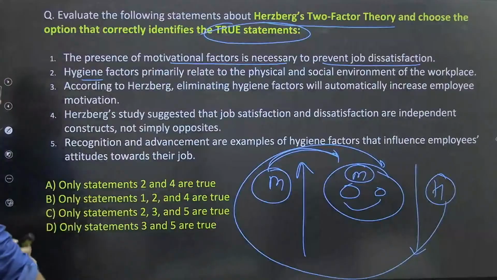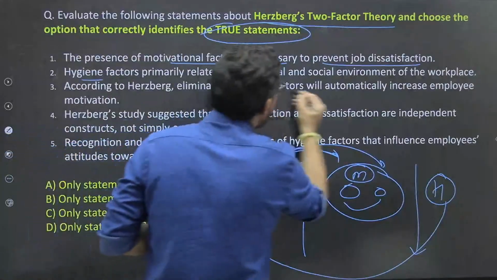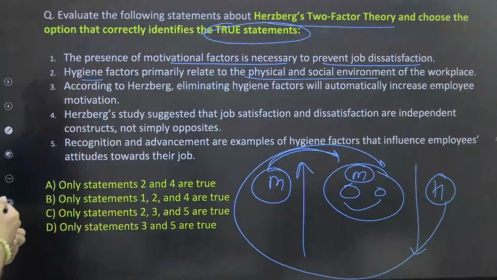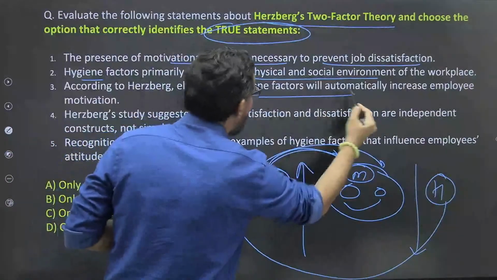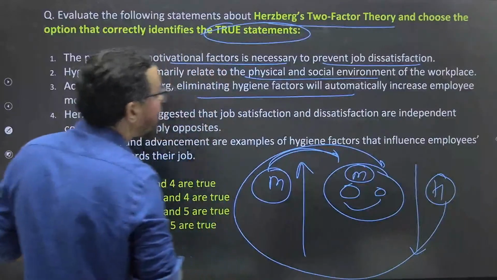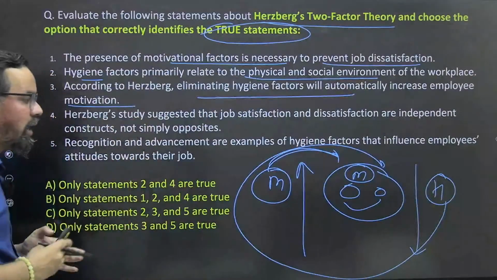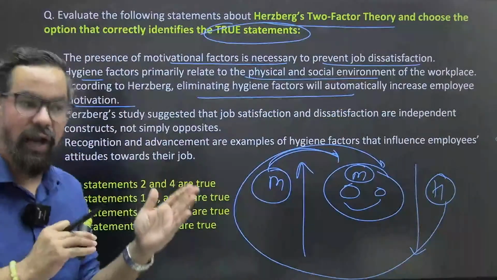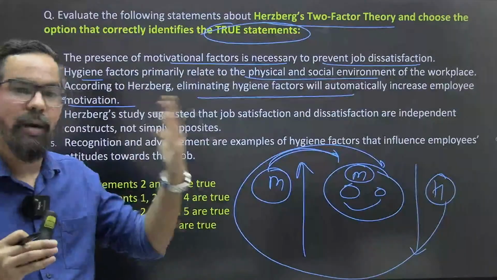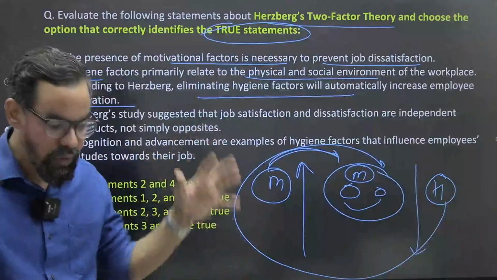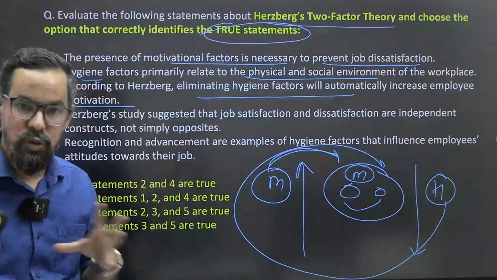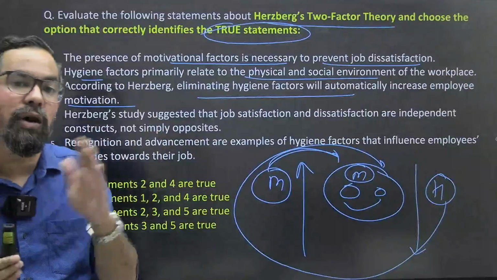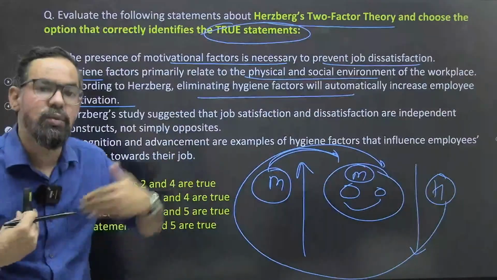Hygiene factors primarily relate to the physical and social environments of the workplace. It can be. According to Herzberg, eliminating hygiene factors will automatically increase employee motivation. Indirectly, automatically means that if you are having fair policies, salary, or other factors like a good working environment or a clean office, then people will not get dissatisfied, and that will lead to motivation.